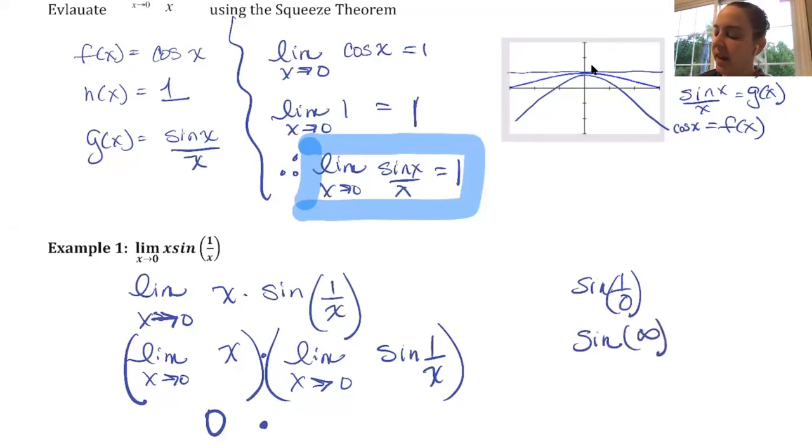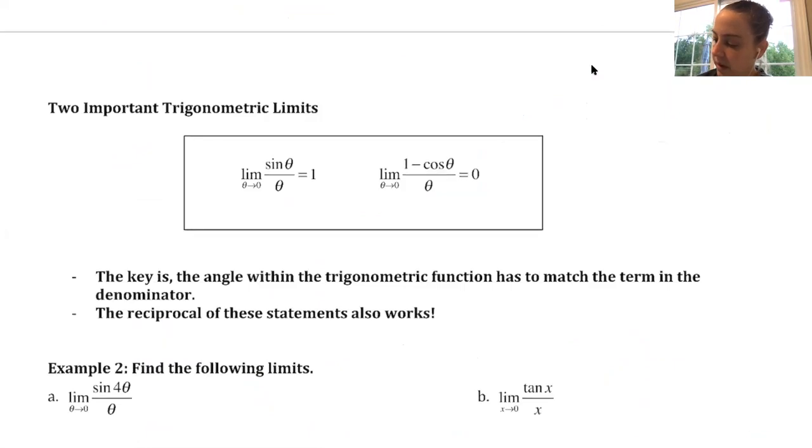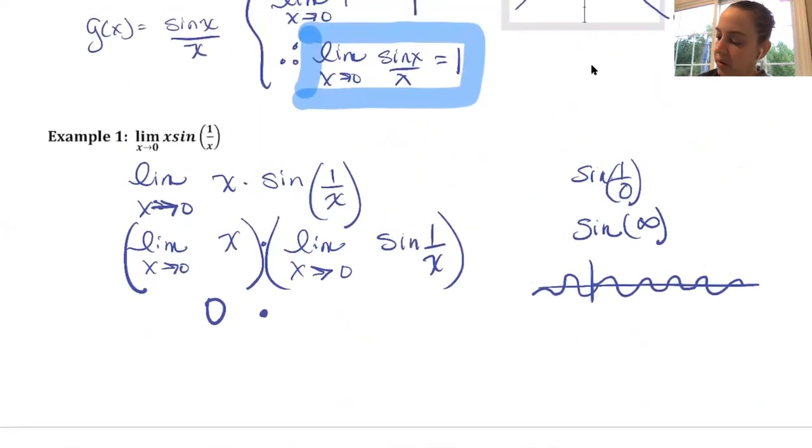Well, think of your sine graph. Sine looks like this. Passes through the origin, looks like this. If I go to infinity all the way to the right, this keeps oscillating between positive 1 and -1. It never comes to one value. Therefore, it doesn't exist. So this piece doesn't exist. So as soon as you have a part of your limit that doesn't exist, the whole solution does not exist.